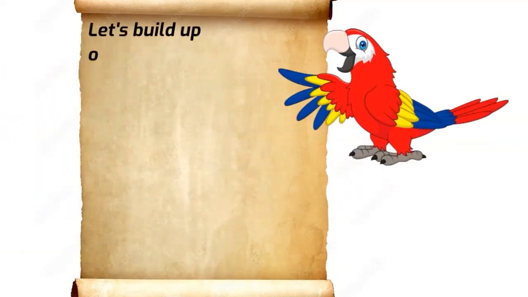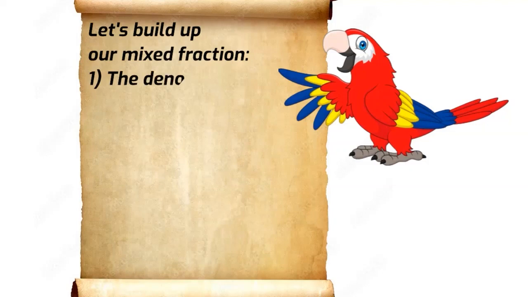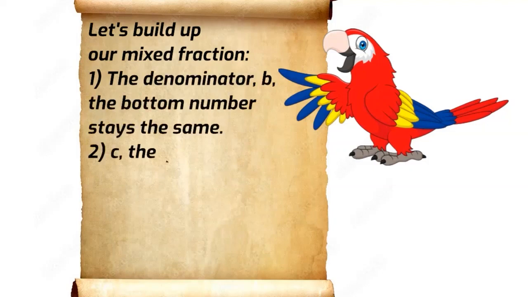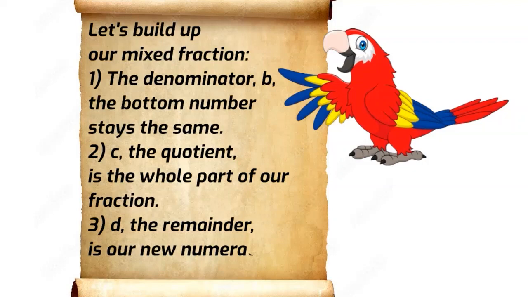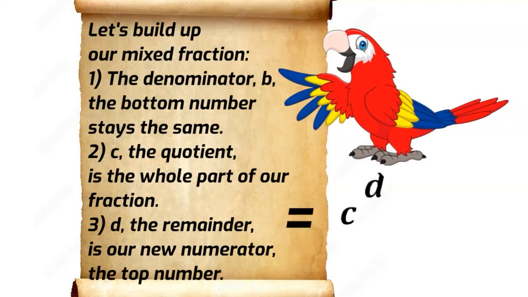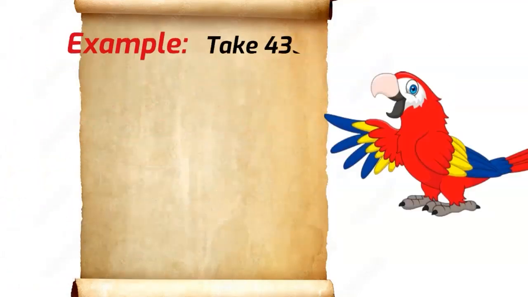Let's build up our mixed fraction step by step. First, the good news: the denominator, b, our bottom number, stays the same. Second, c, the quotient, becomes the whole part of our fraction, the number on the left outside the fraction. Third, d, the remainder, becomes our new numerator, the top number. Let's clarify it with an example.